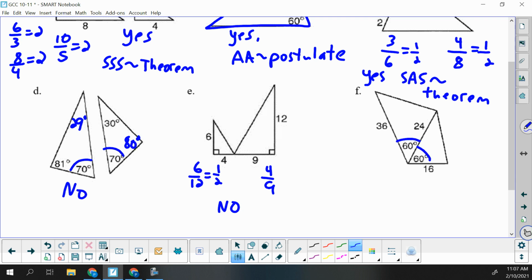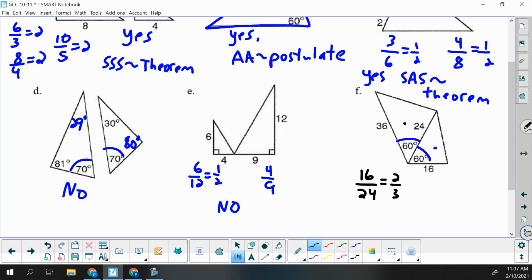So we've got the 60s here, and then we've got sides. So we probably want to be targeting side angle side similarity. Well, in this triangle, the small one's 16. In the other triangle, the smaller of the two sides is 24. So let's do 16 over 24. We can divide those both by 8 to get 2/3. Or you could just stick it in your calculator, and your calculator would tell you it's 2/3.